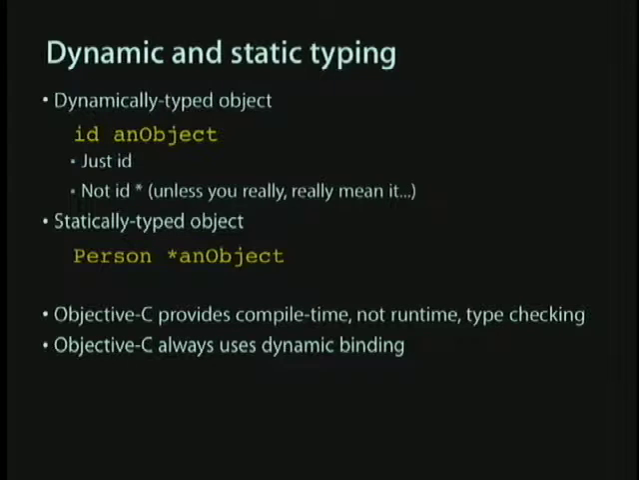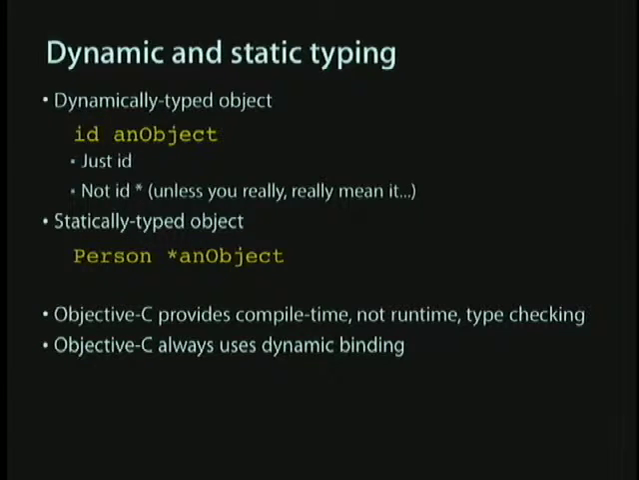Then there's also statically typed objects. Just the difference between ID, which is... Oh, right. So the second line there is an explicitly typed object. It's explicitly typing it as a person object. So if you send a message to an object, the compiler knows that that thing is supposed to be a person object, and it'll complain if you try and send it a message that the person class doesn't implement.